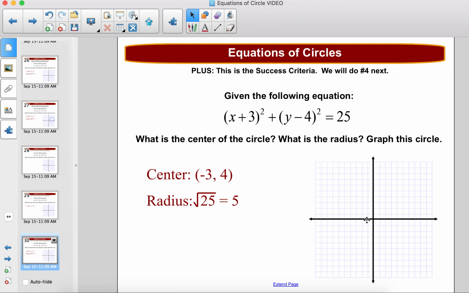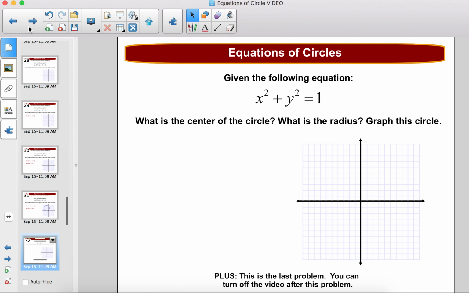All right, let's graph it. -3, +4. So the center is going to be right at my cursor, and we're going to go up, down, left, right, 5. Feeling pretty confident in my graph there. So go ahead and graph all 4 directions with 5 units.